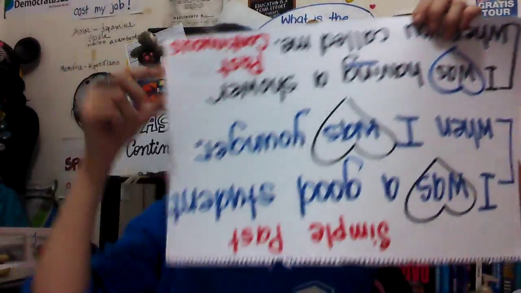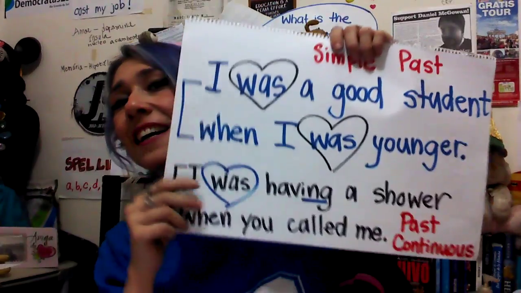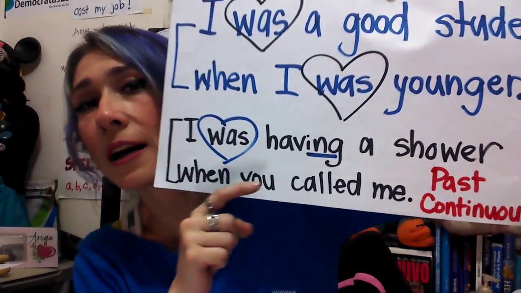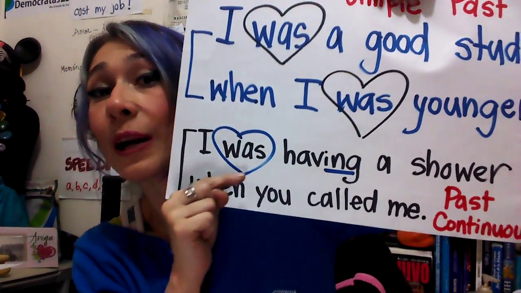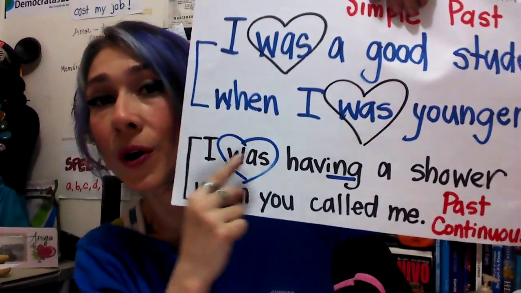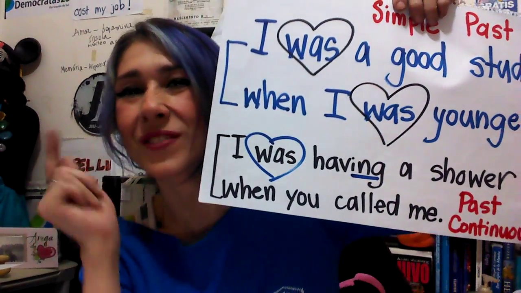So this is the deal. I was a good student when I was younger. I was having a shower when you called me. Was is to be in the past. You were, we were, they were, I was, he was, she was, it was.